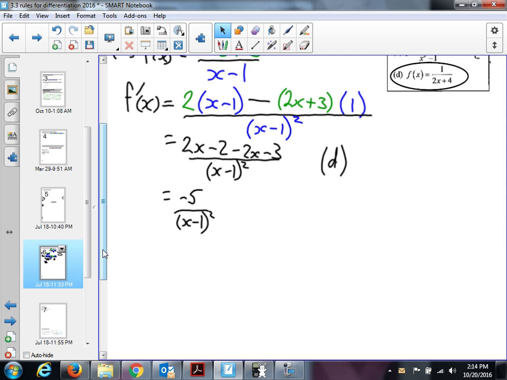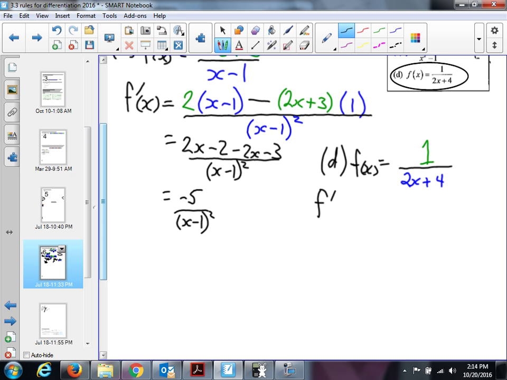I'll do the color coding. So D, f of x equals, what did I use on the top? Green. So 1 over 2x plus 4. Now, we'll apply the quotient rule. F prime of x is equal to the derivative of the top. The derivative of a constant, any constant, is 0. The derivative of 1 is 0.